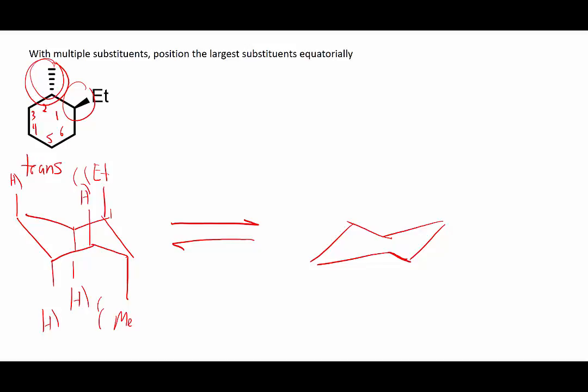So if this was carbon 1 originally, remember that when we do a chair flip, we're going to shift the position of the carbon. So instead of being at the top right, we'll make it at the bottom right. It's still going to be oriented upward. The ethyl group will be equatorial now. We will shift the methyl group as well. It's still going to be down, but in this case, it's going to be oriented equatorially. So for trans cyclohexane in this case, this will be the more stable conformation.